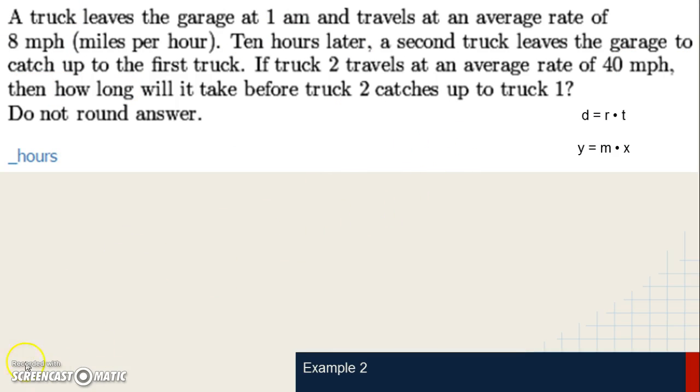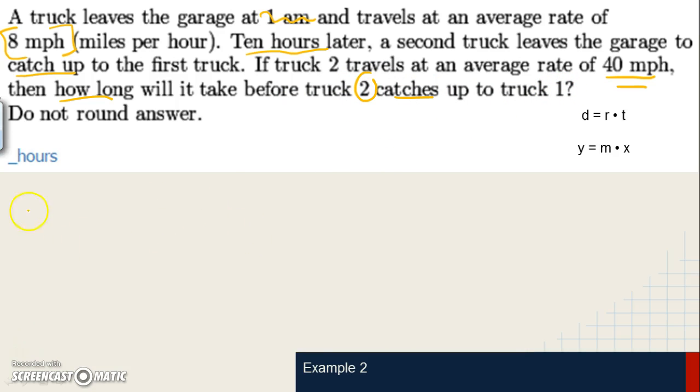Now let's do one more example, and I'm going to show you exactly how fast you can do this once you understand what you're doing. And I'm going to do this in just one color. So a truck leaves the garage at 1 a.m. We already know, we don't need to know the time. And travels at an average rate of 8 miles per hour. 10 hours later, a second truck leaves the garage to catch up to the first truck. If truck 2 travels at an average rate of 40 miles an hour, then how long will it take before truck 2 catches truck 1?